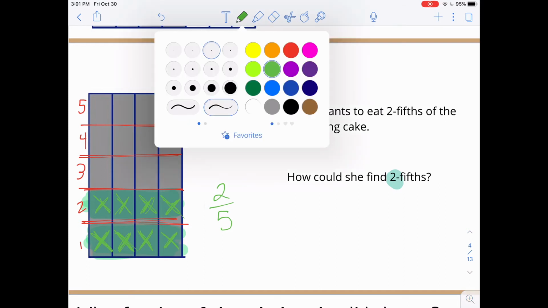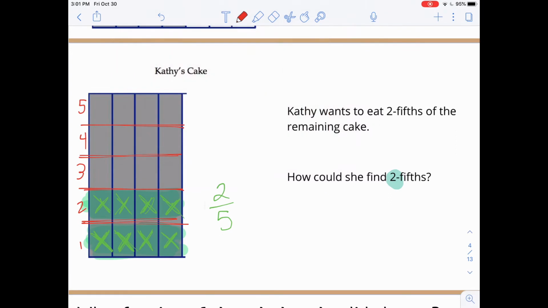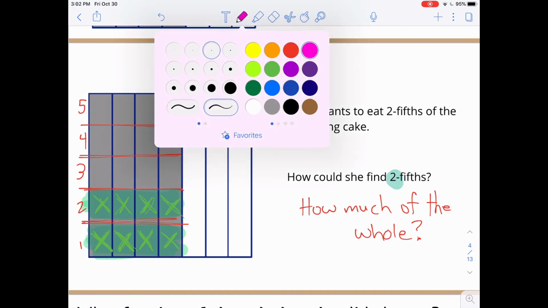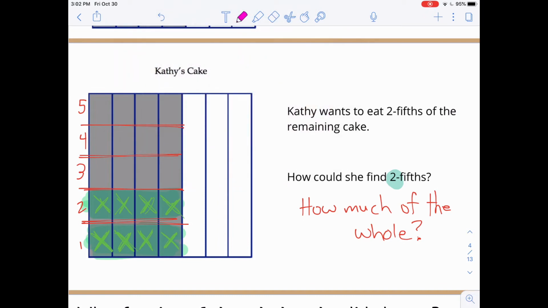But what if I asked, how much of the whole cake is that? How much of the whole? If I change it now to be the whole cake, then I need to see the whole cake, and the whole cake needs to be in equal sized parts. So even though these pieces are missing, I'm going to pretend that they're there so I can see equal sized parts. They've already been eaten, all right?